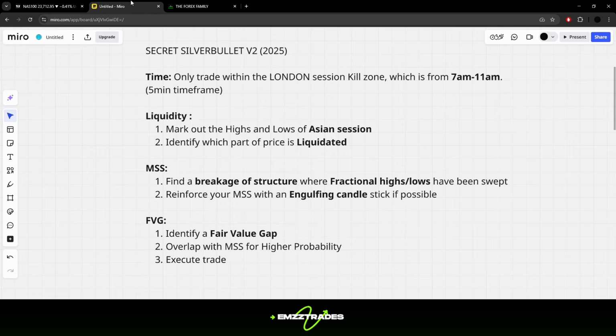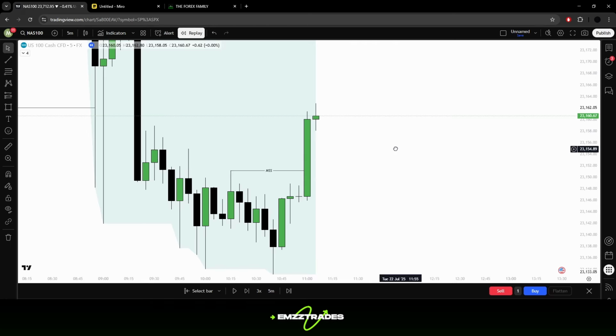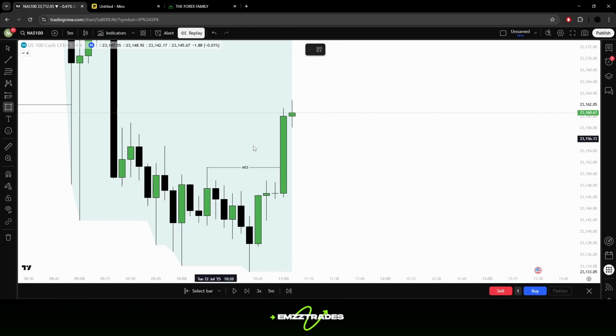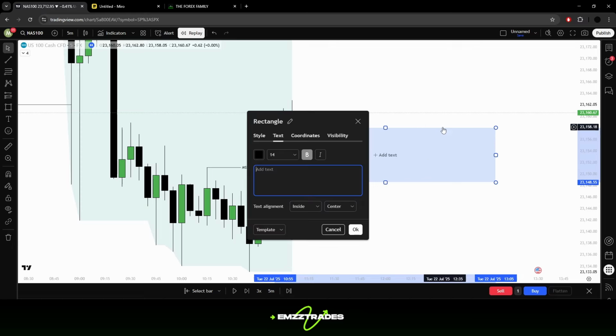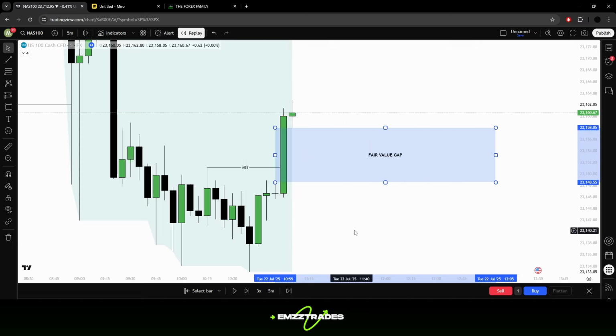And as soon as we got the market structure shift, what we need to do now is reinforce it with the engulfing candlestick, which we got, and now we can just identify a fair value gap. Okay, we need to go for the extreme FVG, and then we can overlap with the market structure shift for a higher probability, and then from then on we can execute the trade. So what I'm doing now is actually marking out my fair value gap, so it will be anywhere from here, fair value gap right there.